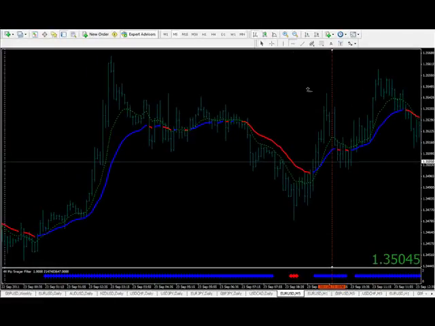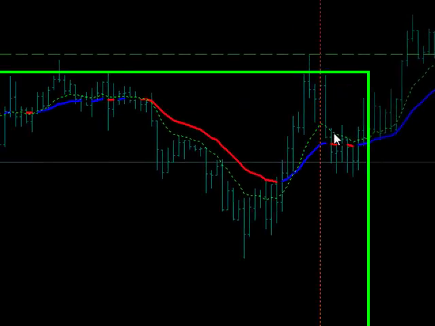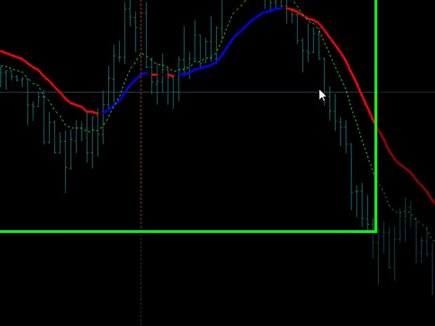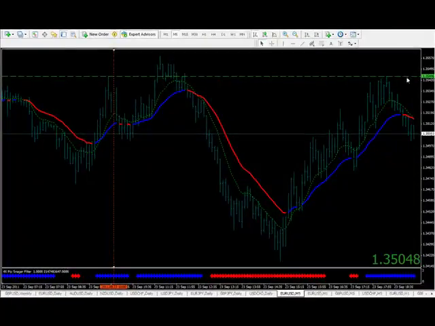See, this pretty much bounced right off the resistance here. There was no trade in here, okay? And then when it came down here, you would have sold right here. We broke through the support here.